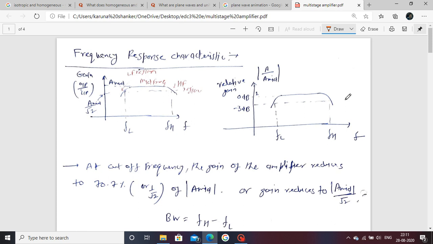Multi-stage means more than one transistor used for amplification purposes. That is called multi-stage. Another name for it is cascaded amplifier.